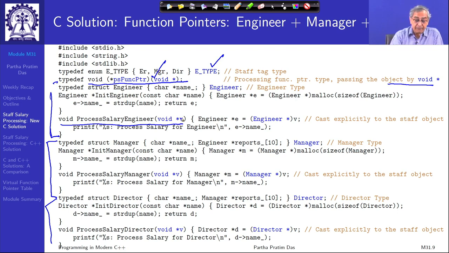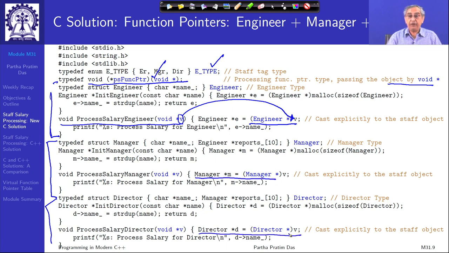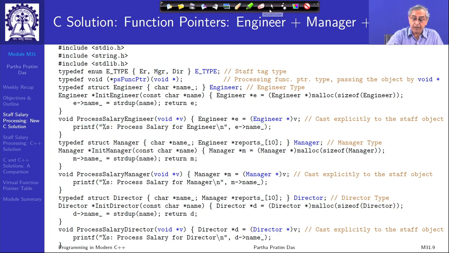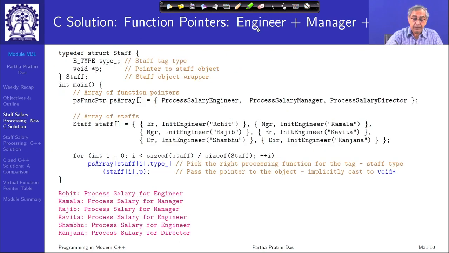So, what I get as V is a pointer to I do not know which type, but I know that if this function has been called, I trust that it must be for an engineer record. So, I cast it to engineer star, and from that point onward the rest of the logic will follow as before. Similarly, I do it for manager, I do it for director. So, this is the only trick I do to unify all of this processing function in terms of a single function pointer type.